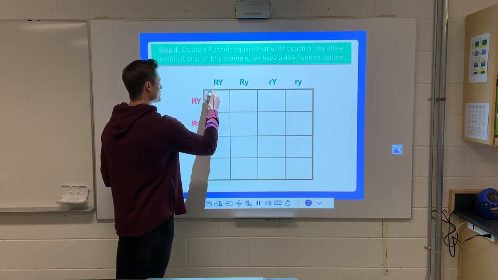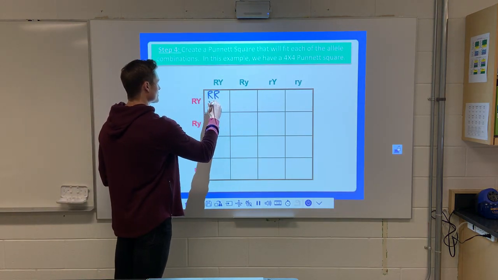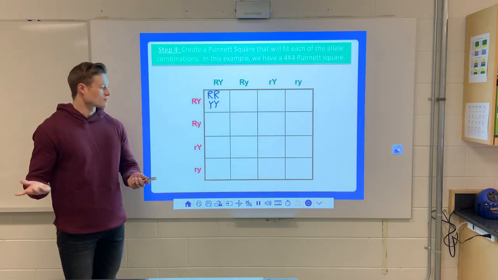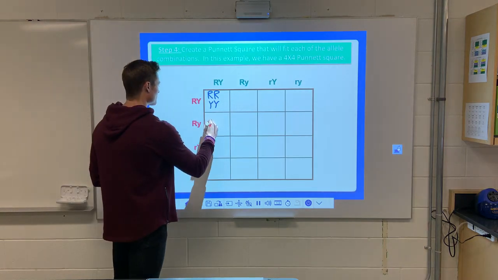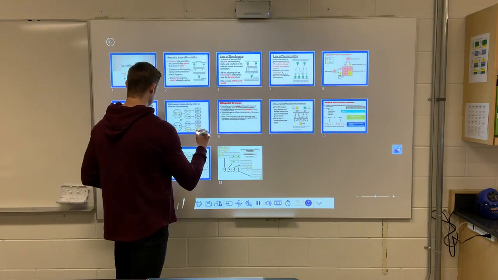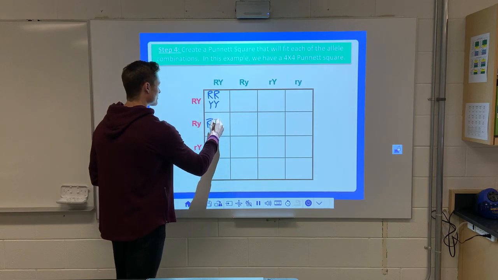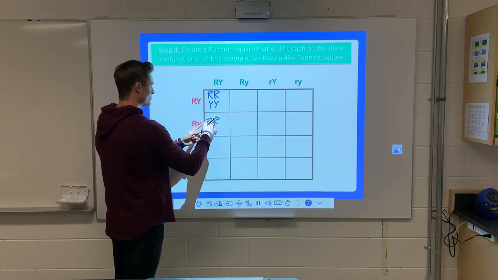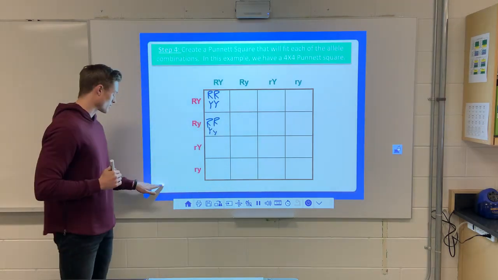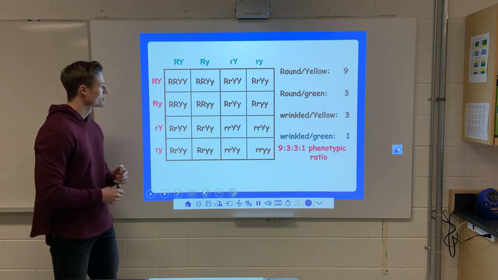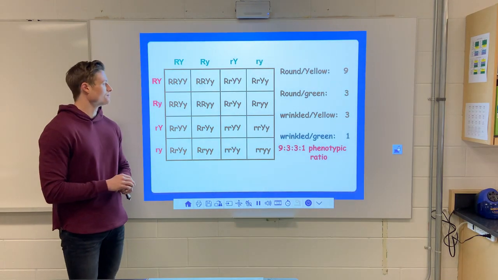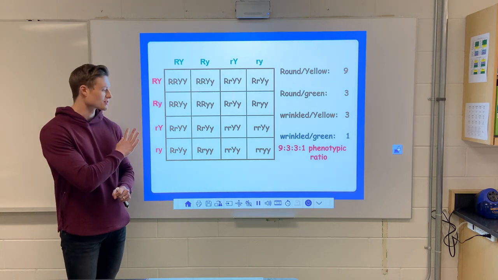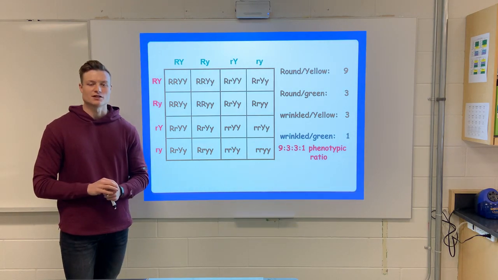Now, we would fill it in just like we normally would. So for example, we match these two up, big R, big Y, big Y. So this individual would be round seeds, yellow color. Over here, big R, and big Y, little y. This too would be round seeds, yellow color. So I'm not going to do all of it for you because I've already done it here. We fill in all the genotypes and then afterwards we can get our phenotype ratio.